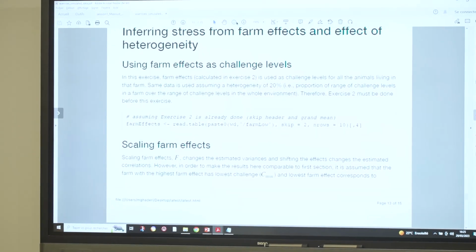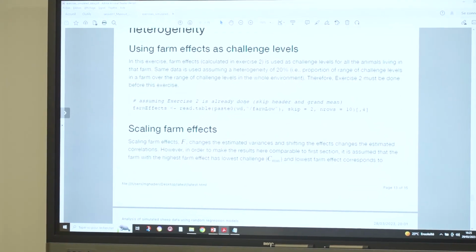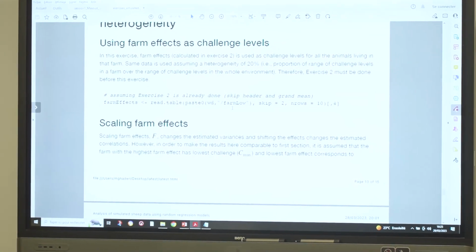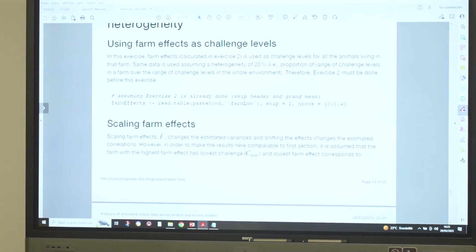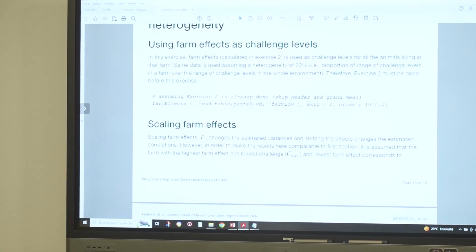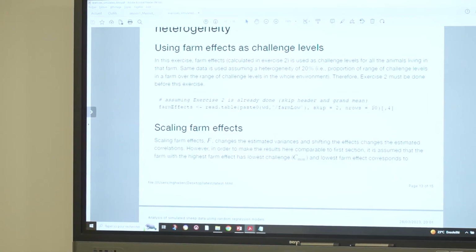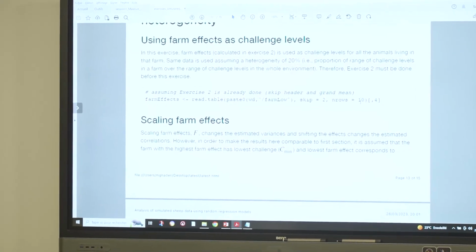So we did that already with exercise 2. So assuming that exercise 2 is already done, this was actually the same model that was fitted for exercise 2. So I'm using the exercise 2 solution. However, now I'm actually interested in the farm effects. Before, I was only interested in the breeding values. Here, I only want the farm effects, which is the 10 top lines of the solution file.